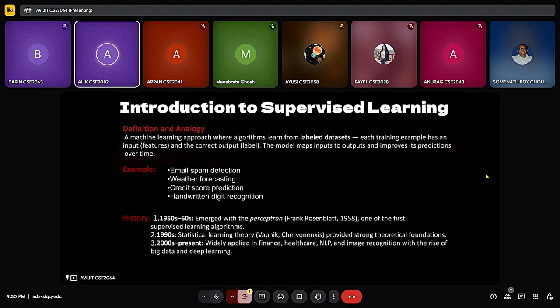History. In the 1950s to 1960s, Frank Rosenblatt in 1958 emerged with the perceptron. He created one of the first supervised learning algorithms. And then in the 1990s, statistical learning theory: Vapnik and Chervonenkis provided a strong theoretical foundation for this algorithm. Nowadays, it is widely applied in finance, healthcare, NLP, and image recognition with the rise of big datasets and deep learning. Next slide, please.